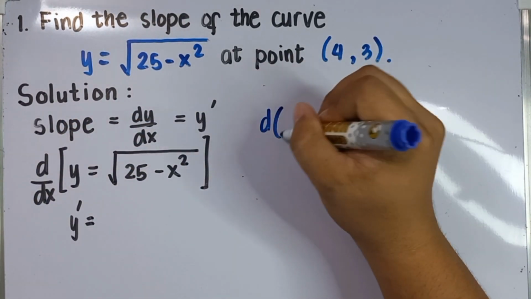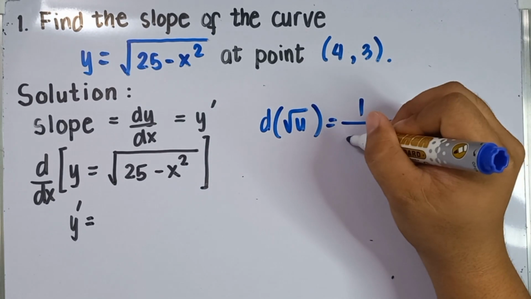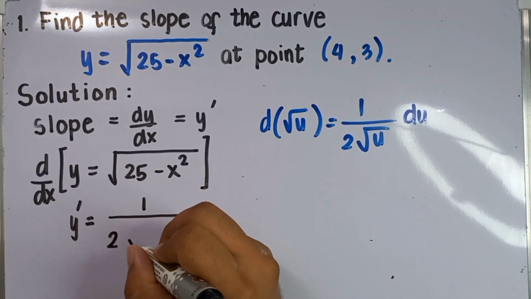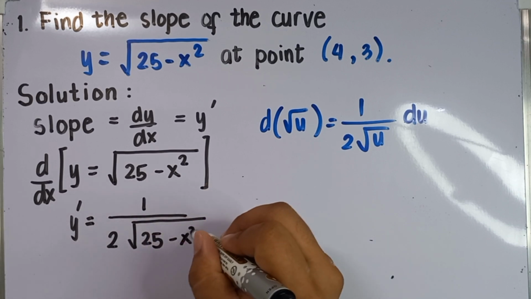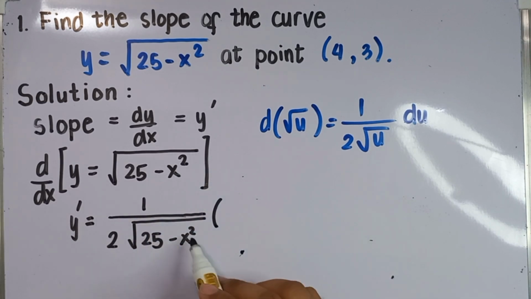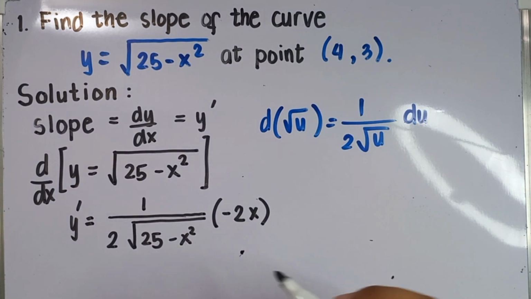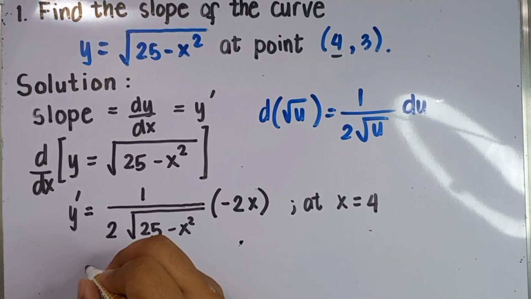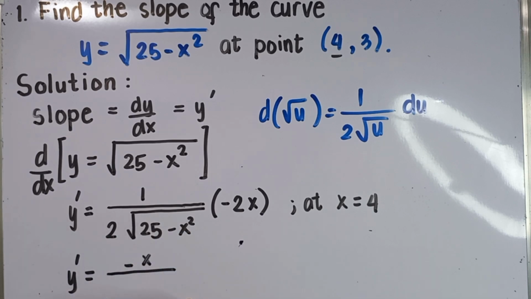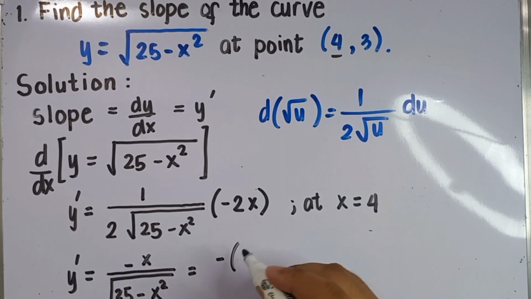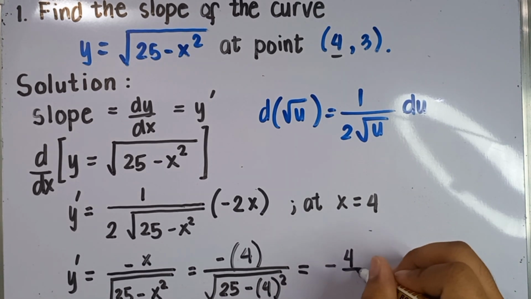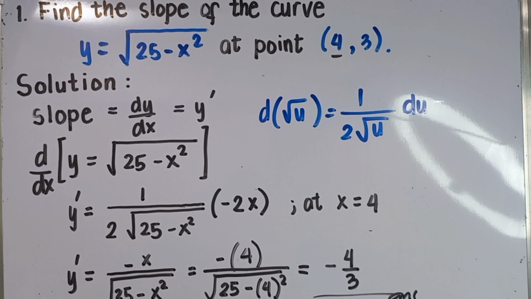We will be using this formula, and that is 1 over 2 square root of 25 minus x squared, then times du, which is negative 2x. Then solve for the slope at the value of x equals 4 units. And the answer is negative 4/3 or negative 1.33.